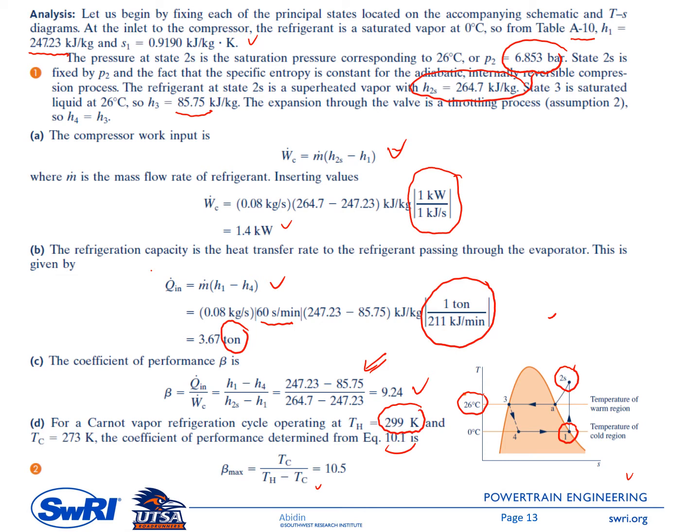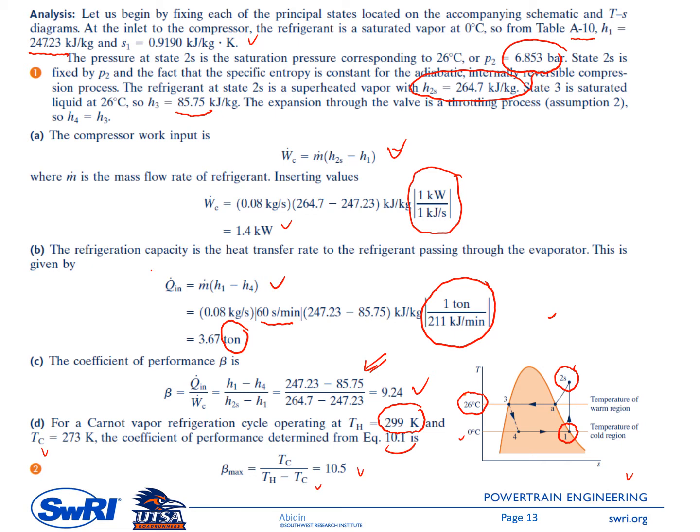TH here is 26 degrees C, so you need to convert it to Kelvin. 26 plus 273, so it is 299. And then TC is 0 degrees C. You convert it by adding 273 to get the Kelvin unit, so you get 273 Kelvin. So if you plug in the numbers, you will get beta max of 10.5.